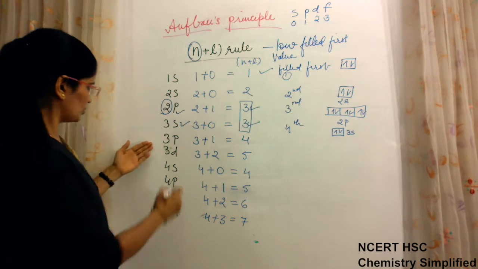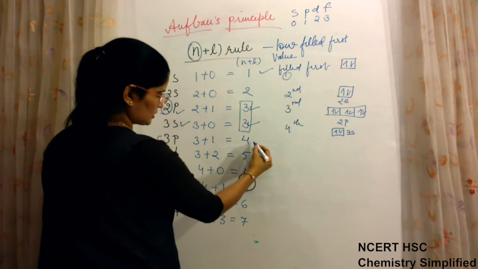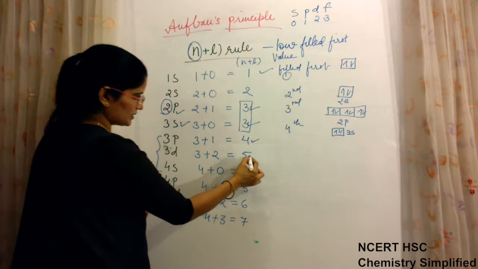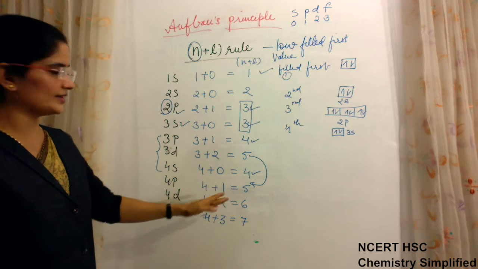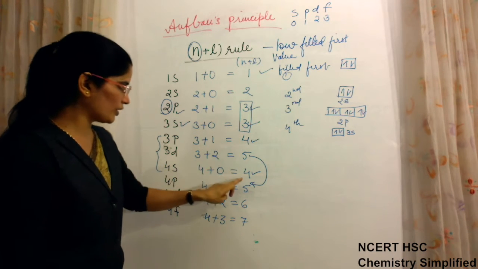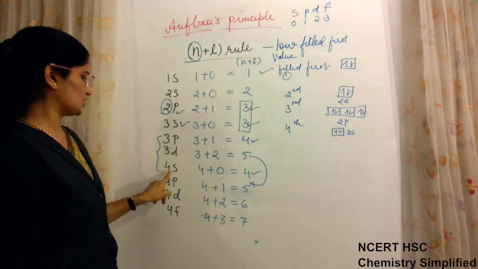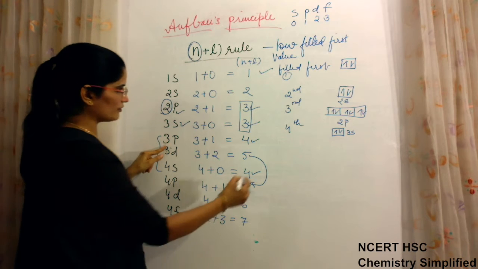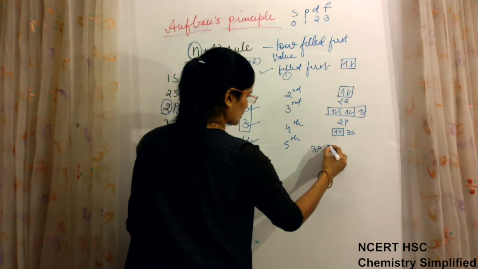Now we have to see 3p, 3d, 4s. Okay, now see, this has value 4, this has value 4, and this has value 5. That means it cannot be filled before. We have to bring it down in the order of energy. Now out of 4 and 4 we have to select which will be filled first. So this is 3p, this is 4s. Definitely the n value is lower for 3p. So 3p will be filled at 5th number. This is 3p.